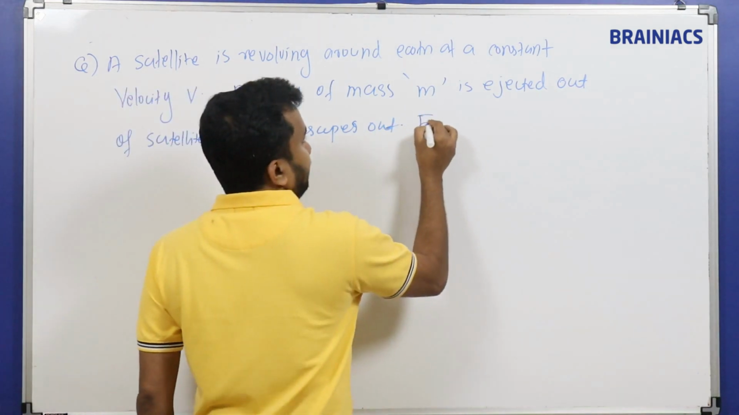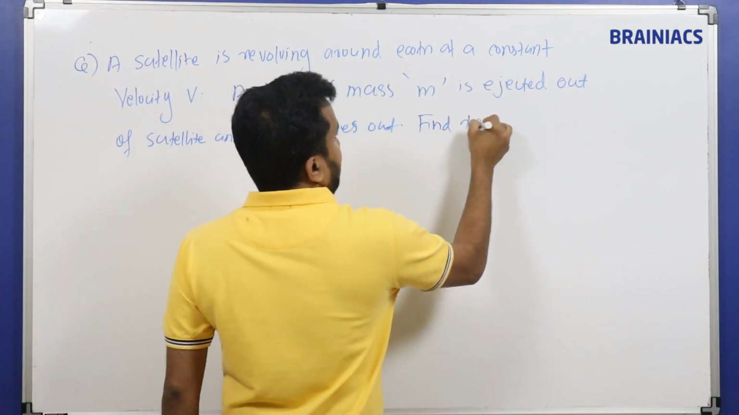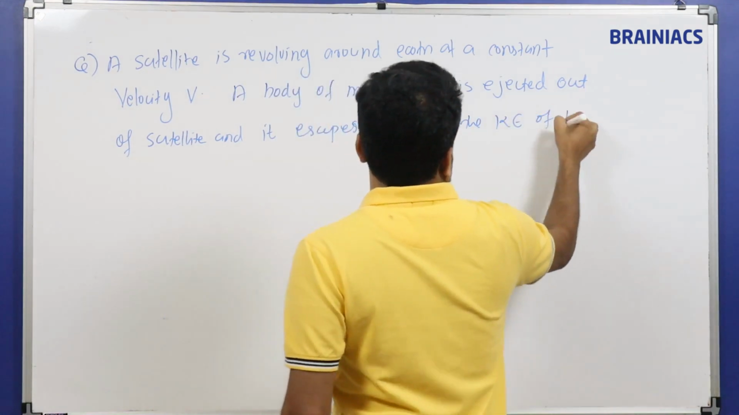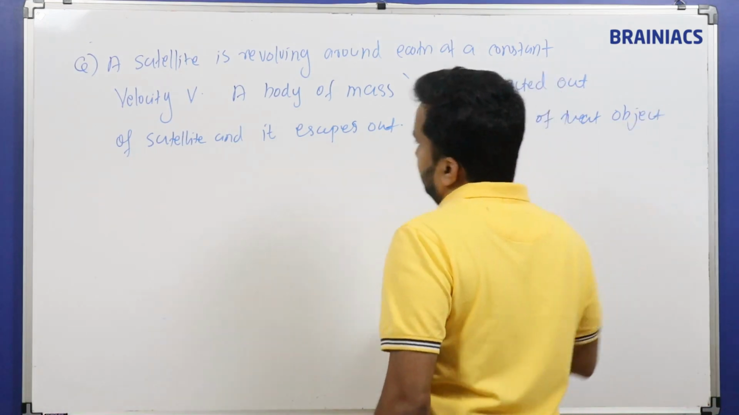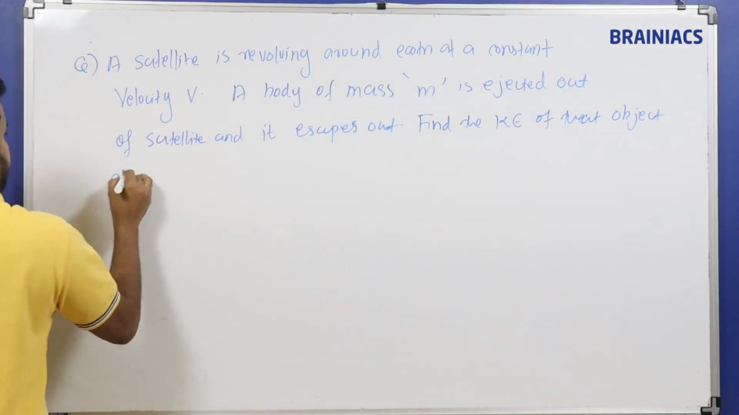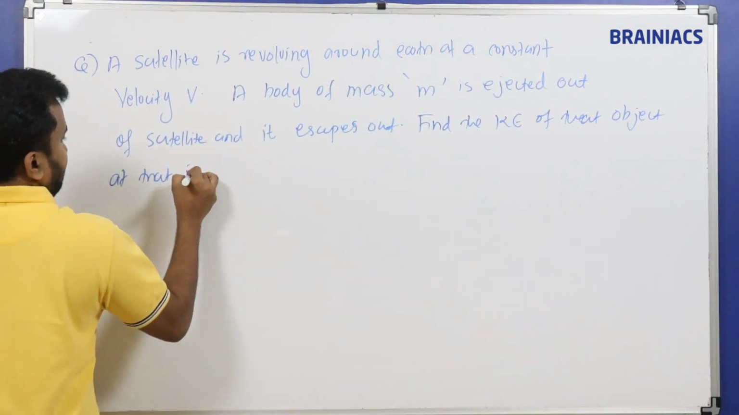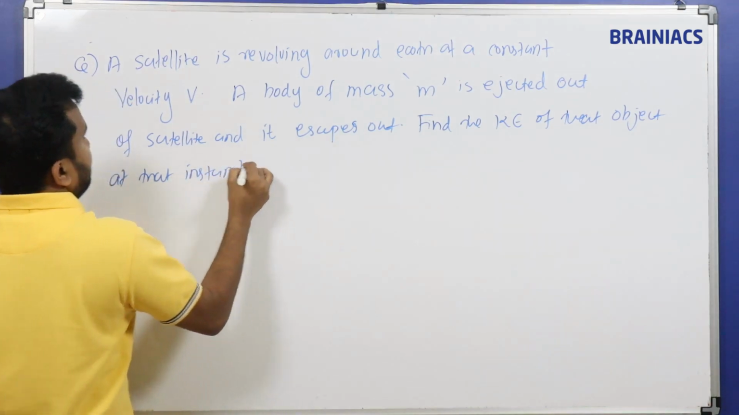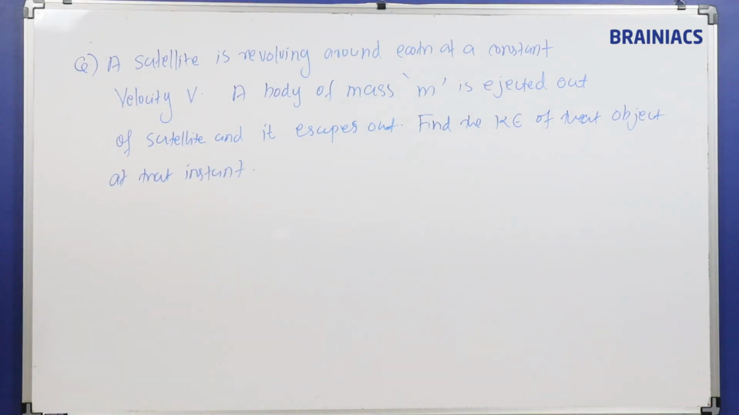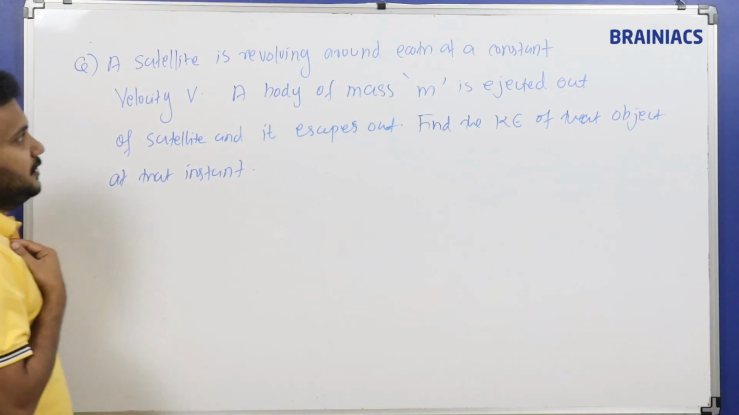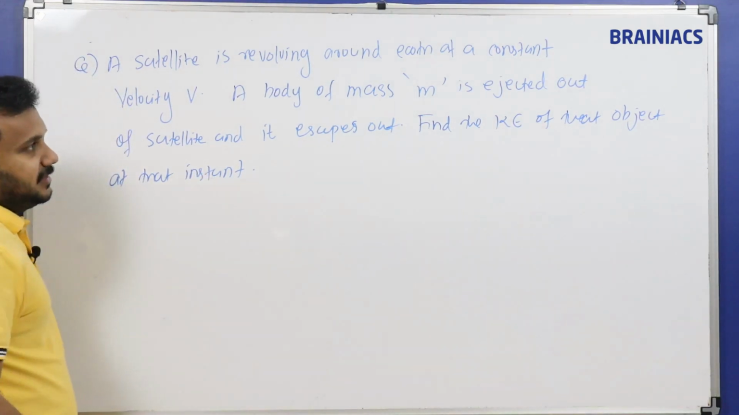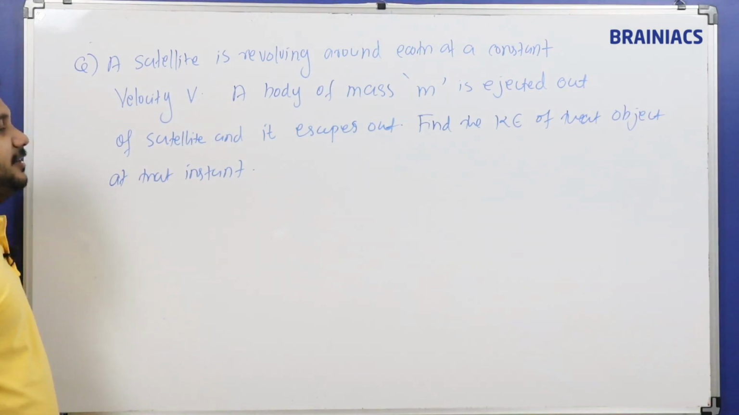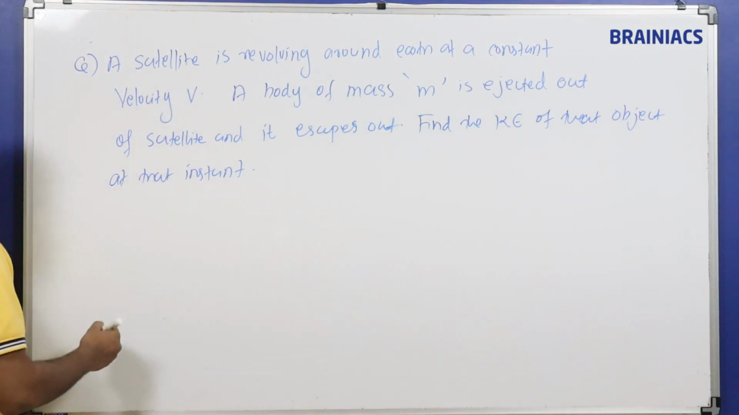Find the kinetic energy of that object at that instant. A satellite is revolving around the Earth at a constant velocity v. A body of mass m is ejected out of the satellite and it escapes out. Find the kinetic energy of the object at that instance.